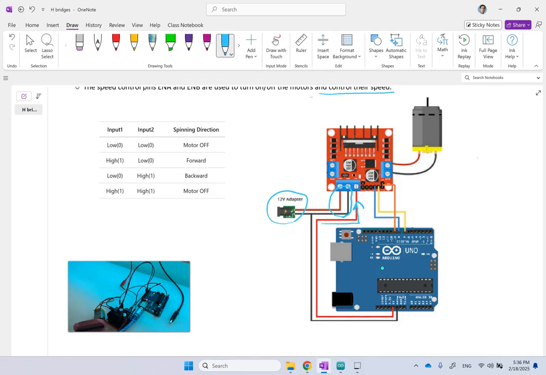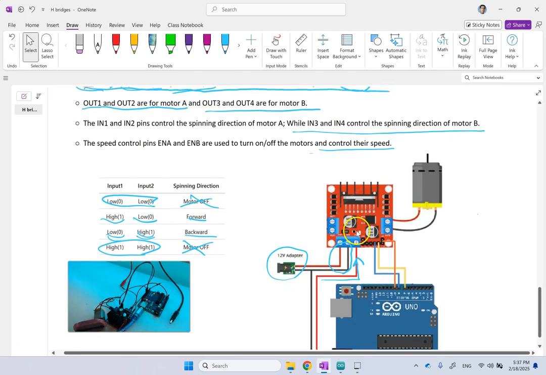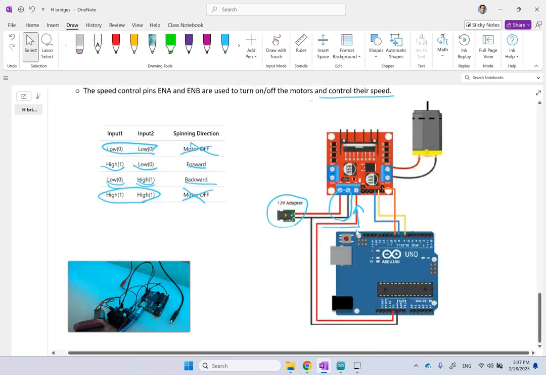Now, in order to reverse the direction of rotation, you need to have one of the inputs. In this case, it's not 1 and 2, it's 3 and 4, but that's the same thing. You need to have one of the inputs high, the other one low, or the other way. The first one low, the next one high. That reverses the direction of rotation. If you have both of them low or both of them high, the motor is going to go off. Okay, so it kind of acts like an XOR logic. One of them should only be on, not both of them.